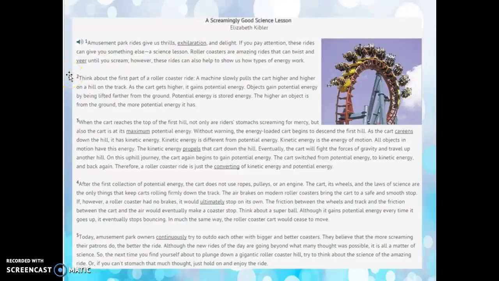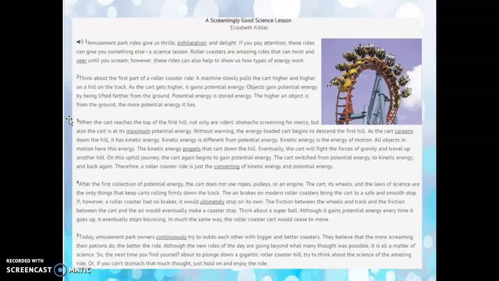Think about the first part of a roller coaster ride. A machine slowly pulls the cart higher and higher on a hill on the track. As the cart gets higher, it gains potential energy. Objects gain potential energy by being lifted farther from the ground. Potential energy is stored energy. The higher an object is from the ground, the more potential energy it has. When the cart reaches the top of the first hill, not only are riders' stomachs screaming for mercy, but also the cart is at its maximum potential energy.